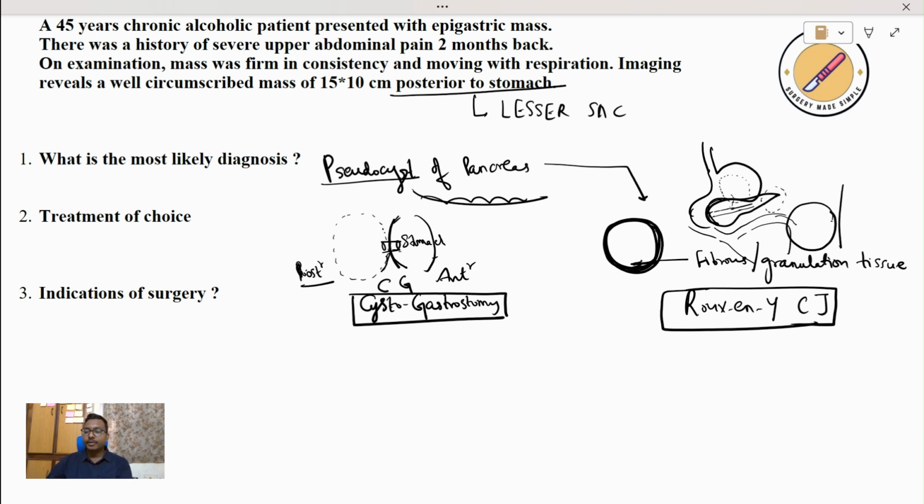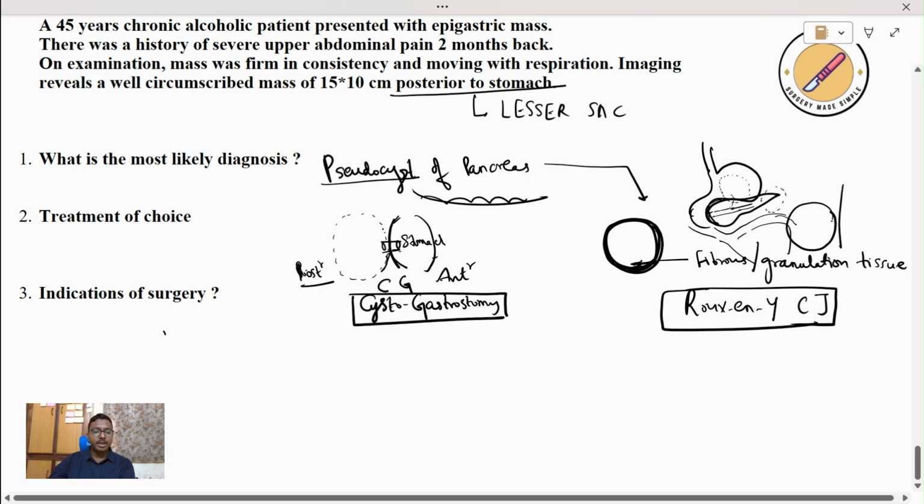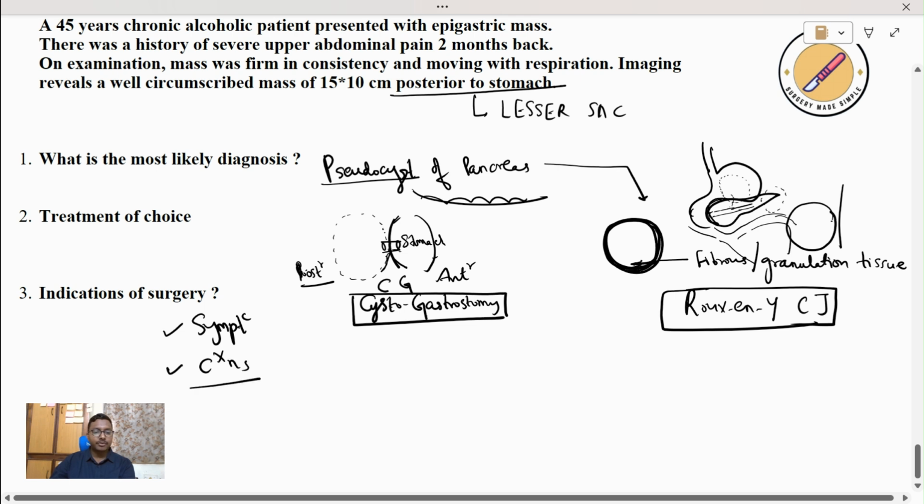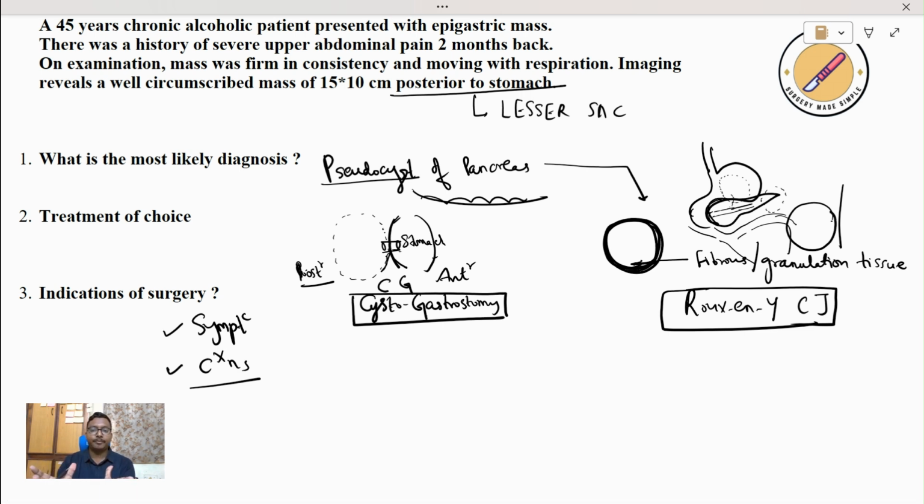But when do we go for surgery? What are the actual indications of surgery? So you need to understand, whenever a patient is very much symptomatic and whenever there are any complications of pseudocyst. What are the possible complications you can have? One, it can enlarge in size. Second one, it can rupture. And another complication you can expect is secondary infection of the cyst.